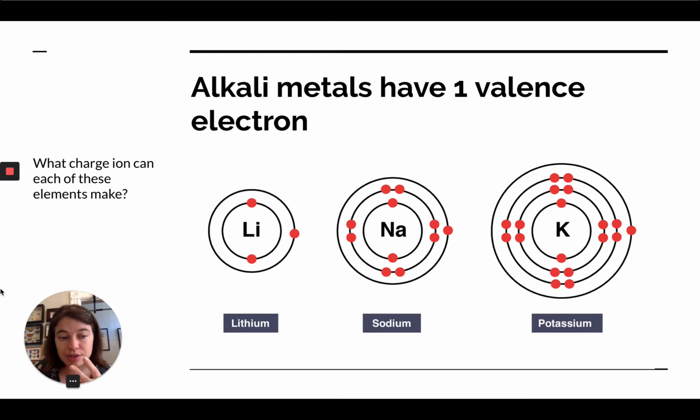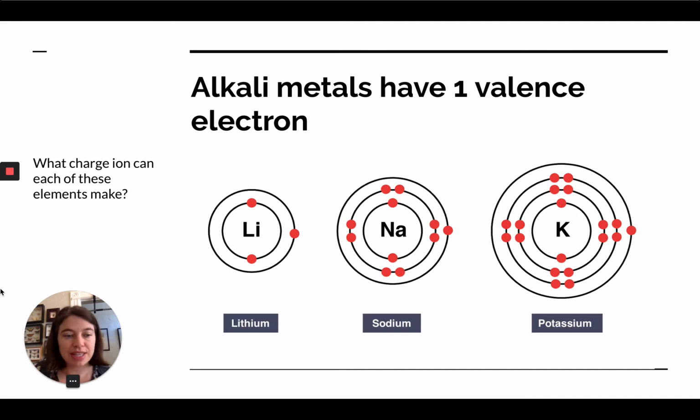Remember, that first shell is tiny, it can only hold two. The second shell is full with eight electrons. The third shell only has one electron. Potassium, again, we've moved over. Now we've got one more shell. So now the first three shells are full, and that fourth shell only has one valence electron.